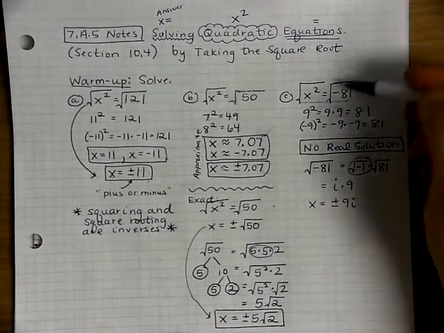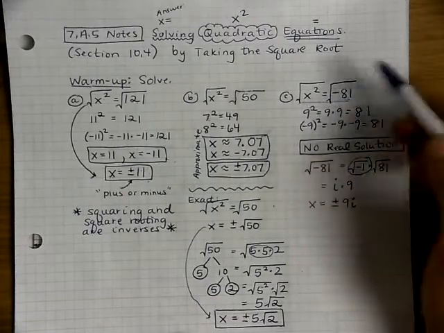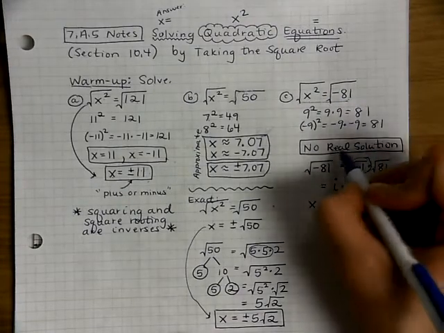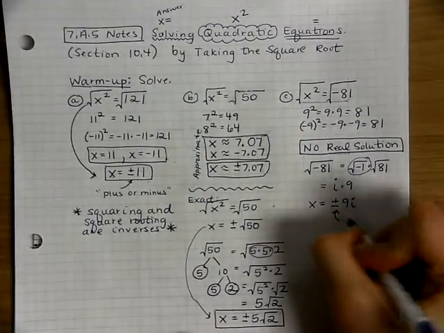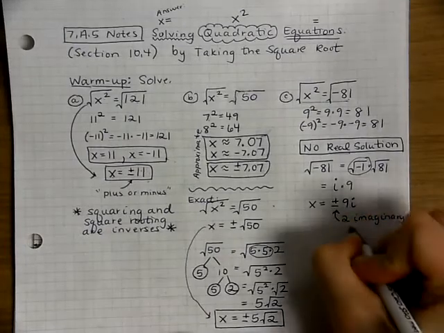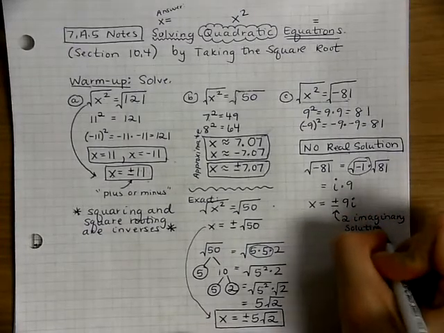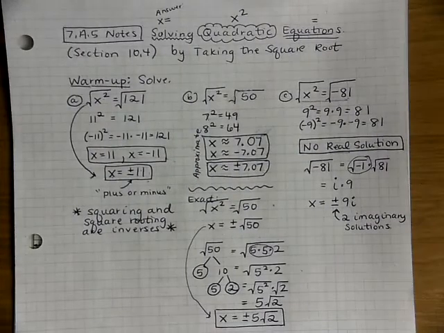You won't have to be worried about that. Algebra 1, I'm just concerned that you can say no real solution. So if you have something squared equals a negative number, you get no real solution. And that real is important because there is a solution. In fact, there are 2 imaginary solutions. So you have no real solutions, but you have 2 imaginary solutions.